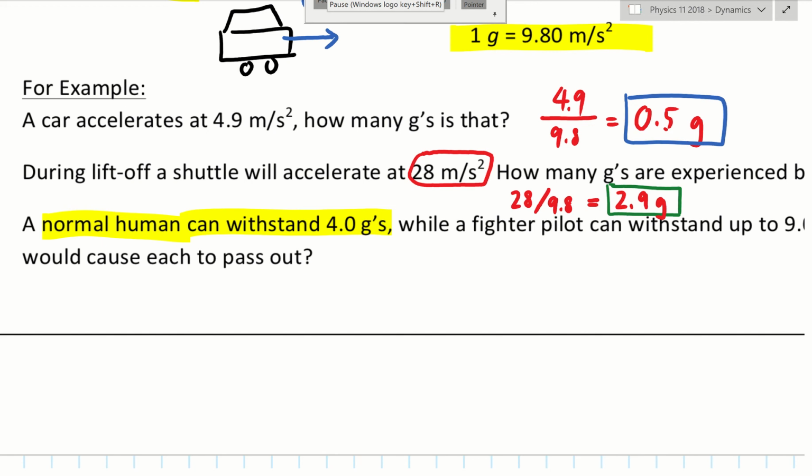Your heart is only as strong as it is. It's a pump. Your heart is basically a pump. It can only pump so strongly. It only has a certain amount of force. So when your body is moving upward too fast or sideways too fast, too much blood will go to one side of your body and not enough blood will go to the other side of your body.